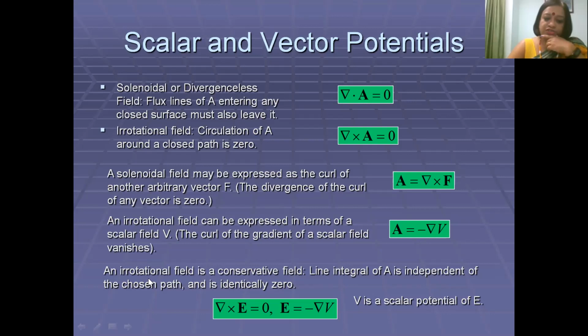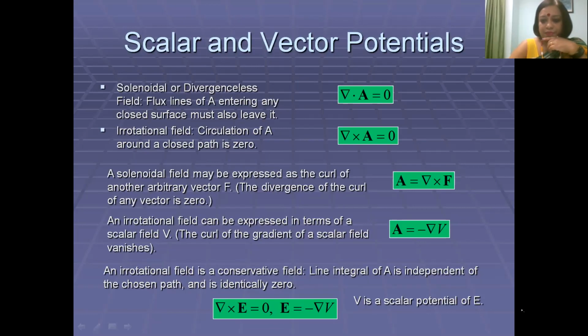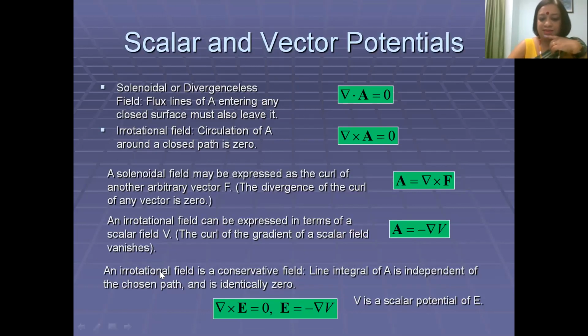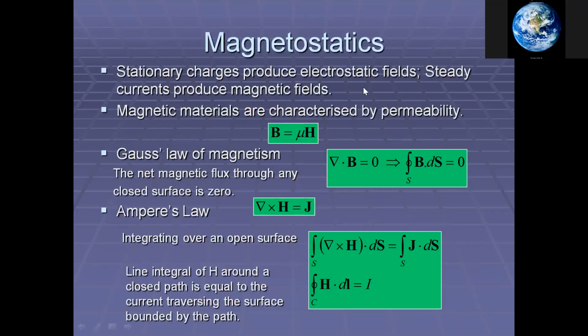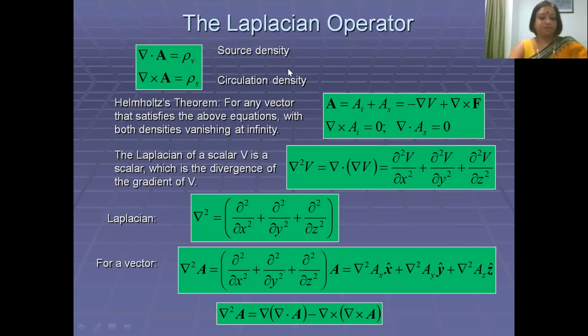Therefore, an irrotational field is a conservative field. The line integral of A is independent of the chosen path and is identically 0. Now you need to understand that this V is a scalar quantity, and therefore V is a scalar potential of E. I'll come to the vector potential later. So far we have talked only about E, and because E is an irrotational field, I can express it in terms of a scalar potential, and that is what we have done so far. Now I want to come to magnetostatics. Oh, okay, there's something more before that.